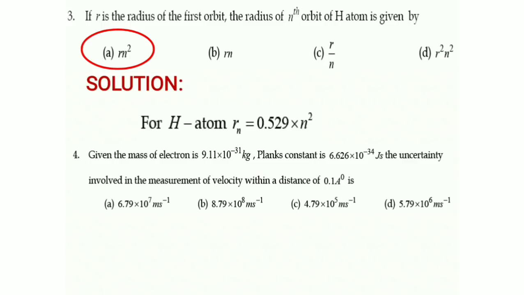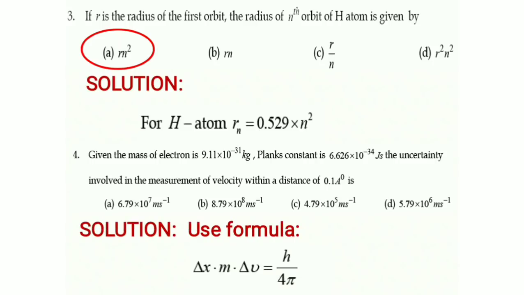Then, given the mass of electron, Planck's constant, and the uncertainty involved in the measurement of velocity within a distance of 0.1 angstrom unit, which means the uncertainty in position is given. So you have to calculate velocity, mass is given. For this, the hint is, remember, you have to use the formula of Heisenberg's uncertainty principle: delta x into m into delta v is equal to h by 4 pi. So you will get the answer. Finally you will get the answer as D, 5.79 into 10 to the power 6 meter per second.